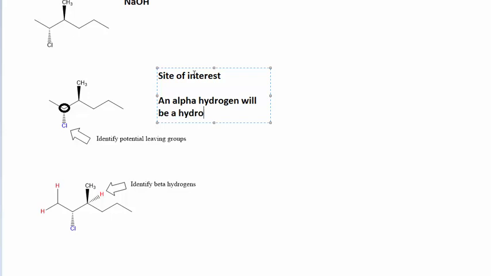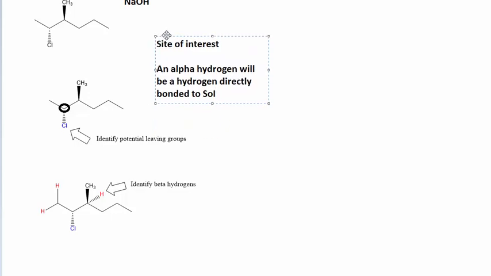So let's talk about what we mean by that. Let's take a look at this location right here, which is the carbon bearing the leaving group. So we'll call this the site of interest. Okay, so an alpha hydrogen will be a hydrogen directly bonded to the site of interest. So if you're paying attention, you'll notice that there is on a wedge one invisible hydrogen here. That is what we'll refer to as an alpha hydrogen.